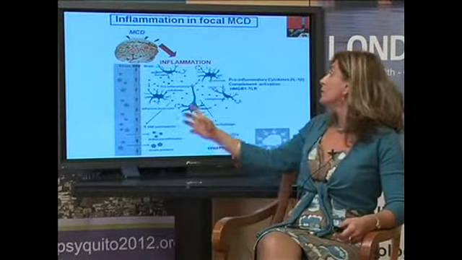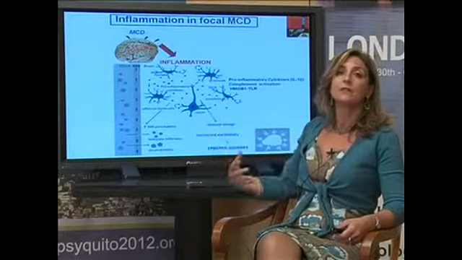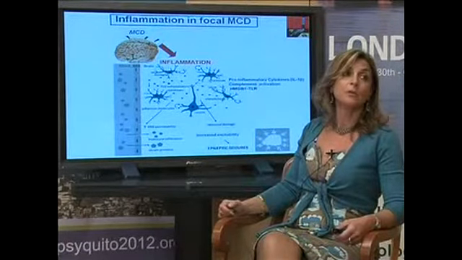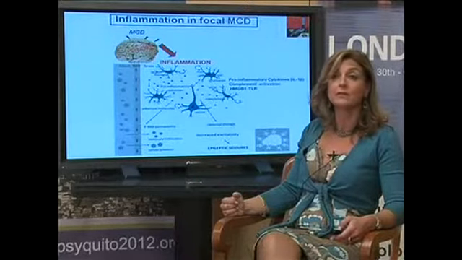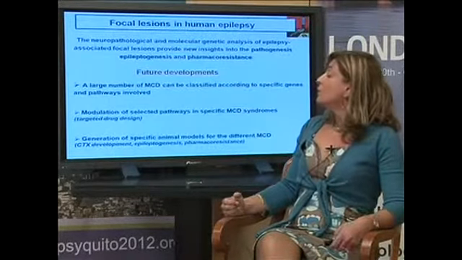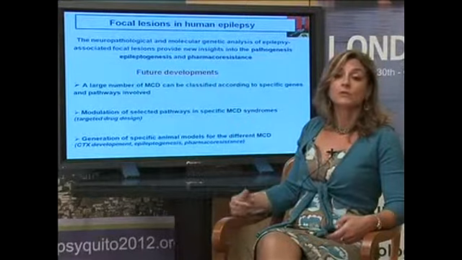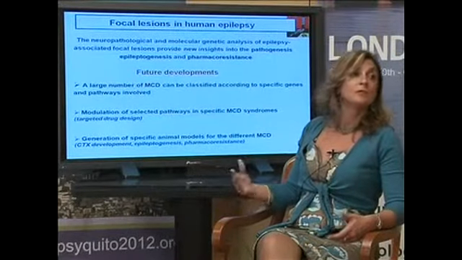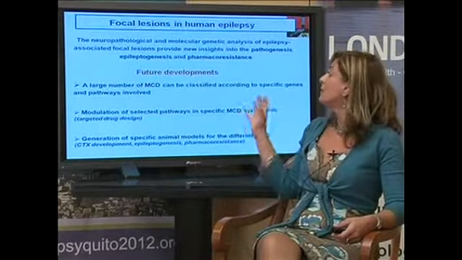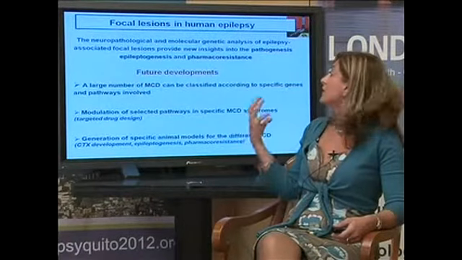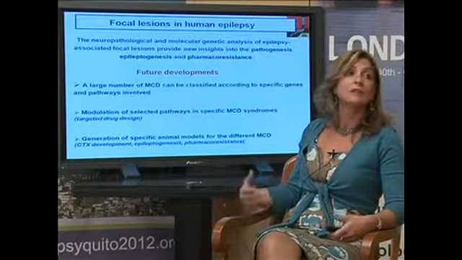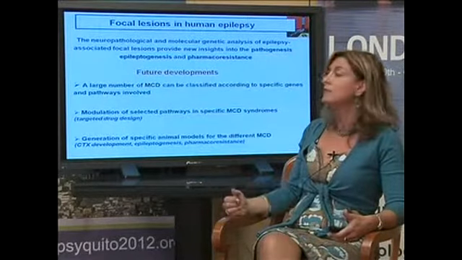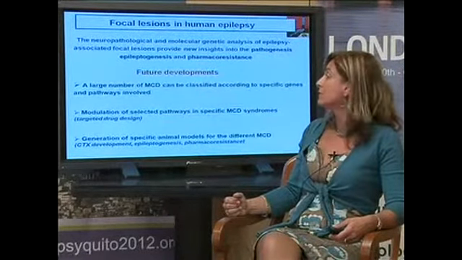And once you know the pathway, then you can try to target this pathway in experimental models, to try to find a better therapy for the patients. So in conclusion, the study of human tissue, with some limitations, may help us to get some insight into pathogenesis, epileptogenesis, and pharmacoresistance, why there is this resistance to pharmacological treatment.